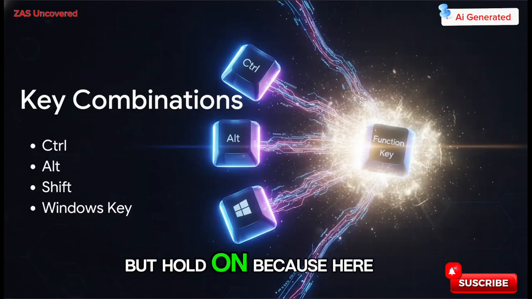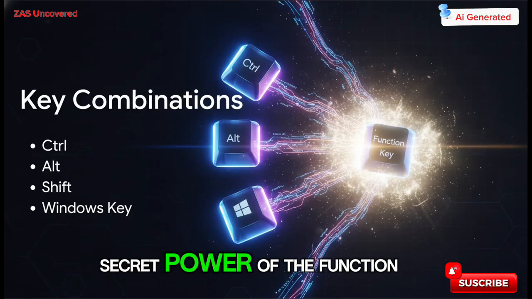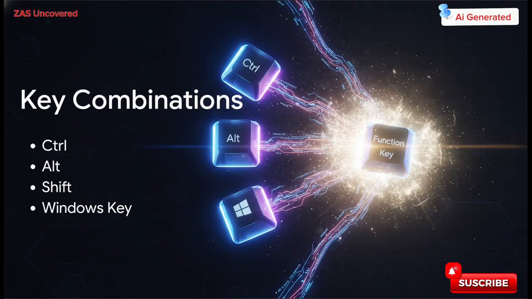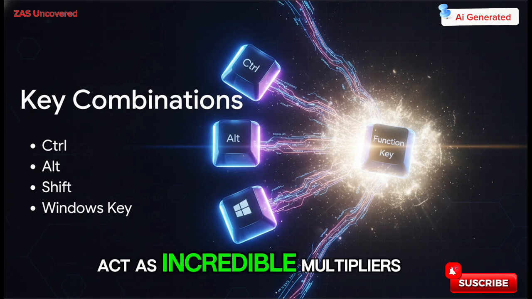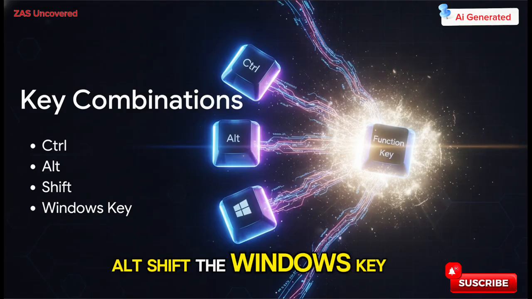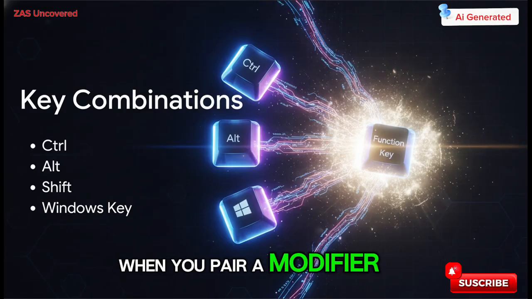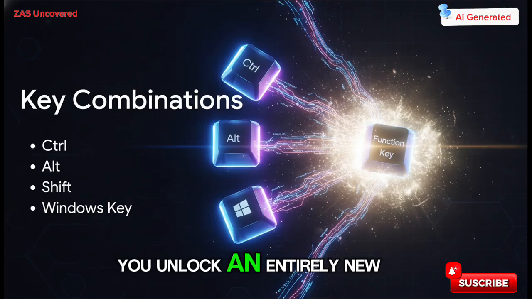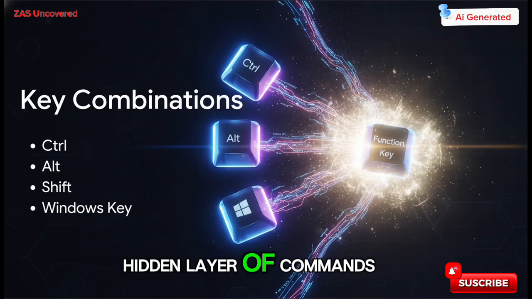But hold on, because here is where the true secret power of the function keys is revealed. Their real power isn't just hitting F1 by itself, or F5, or F12. It's the fact that these keys act as incredible multipliers when you combine them with modifier keys. I'm talking about your Control key, Alt, Shift, the Windows key. When you pair a modifier key with a function key, you unlock an entirely new, hidden layer of commands.